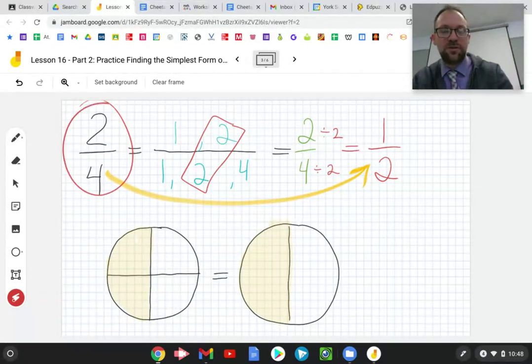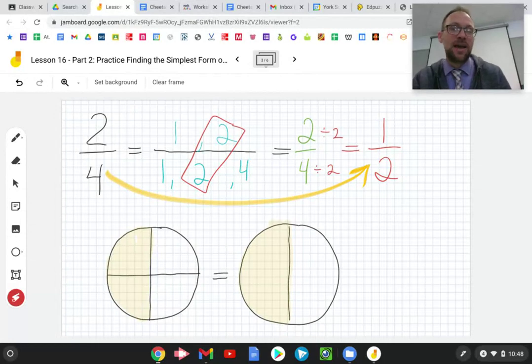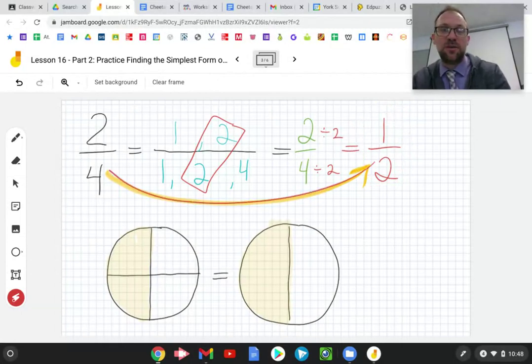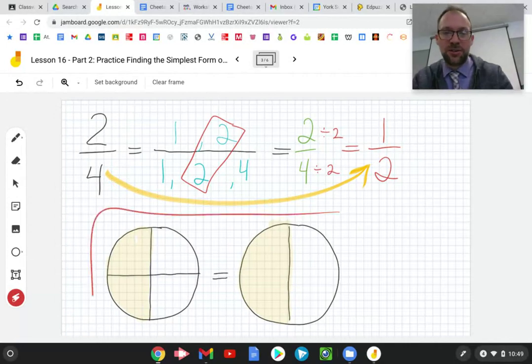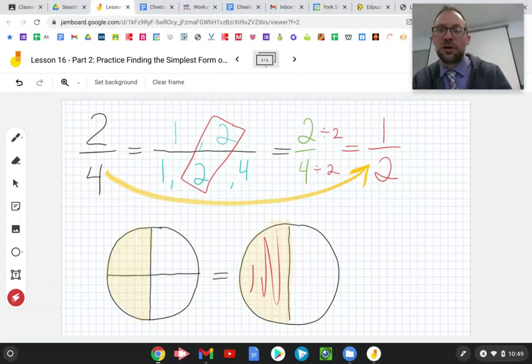We started with 2/4. And in step 1, we found that the factors of 2 are 1 and 2, and the factors of 4 are 1, 2, and 4. And therefore, the greatest common factor, or the biggest factor that they share, is 2. So we rewrote the fraction 2/4. We divided both the numerator and the denominator by 2, and we ended up with 1/2. And 1/2 is the simplest form of 2/4. And we further illustrated that by showing how 2/4 of a circle colored in is the same amount as 1/2 of a circle colored in.